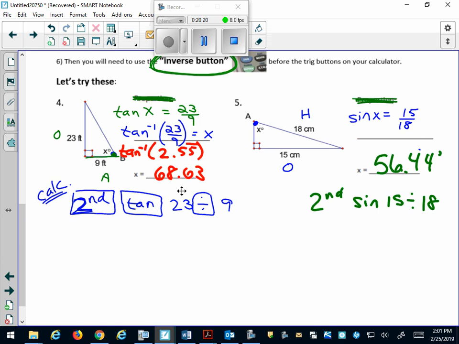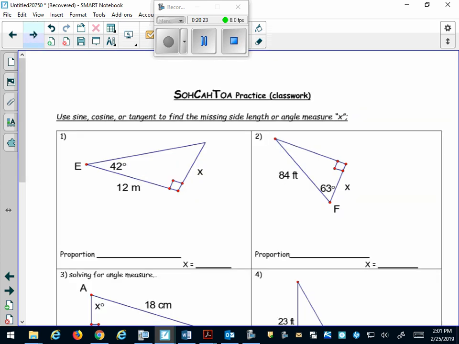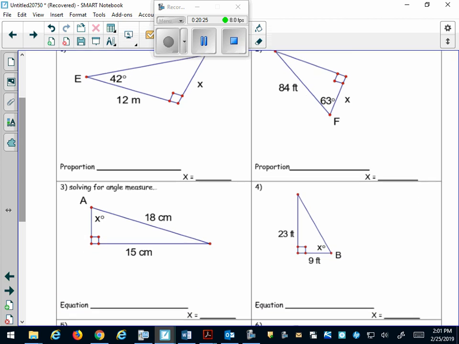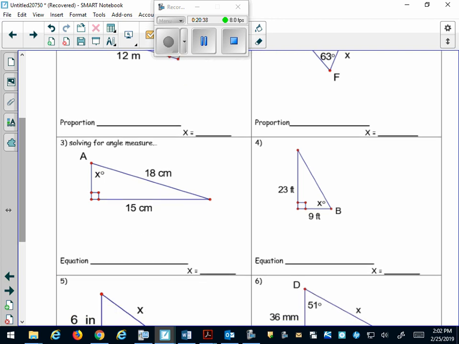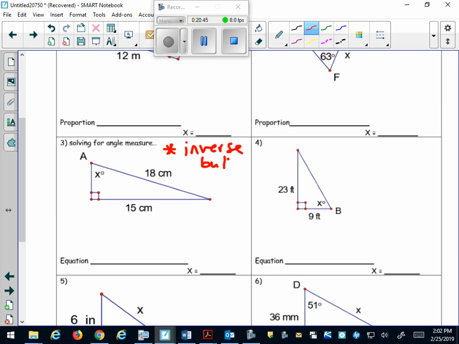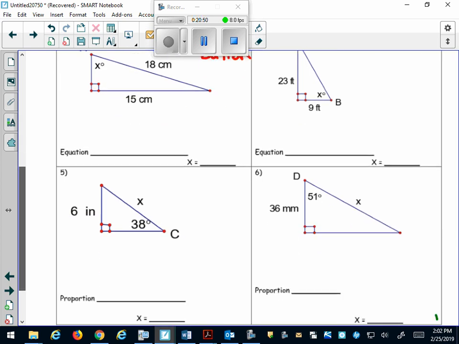Okay, so I'd like you to turn to this page. I just want you to set up the proportions or the equations first. So for number 1 and 2, they're going to be proportions. For numbers 3 and 4, it's looking for the angle measure, so not a proportion, but an inverse button instead. And then 5 and 6, also proportions, but be careful, those are a little different than 1 and 2. So set those up first, don't solve.